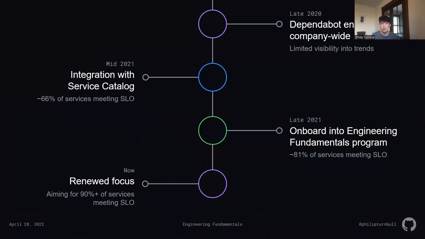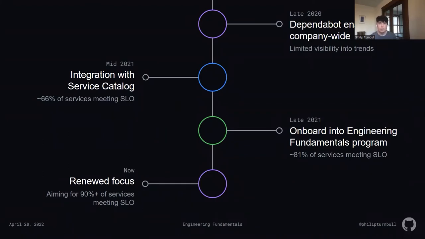Were service owners investigating those alerts and actually updating dependencies? Which Dependabot alerts were affecting production systems, and which ones were just affecting hack week projects or proof of concept projects that never made it into production? They don't pose a risk to GitHub or our customers. So we want to be clear about what we're tracking and make sure we're actually tracking real risk that affects GitHub.